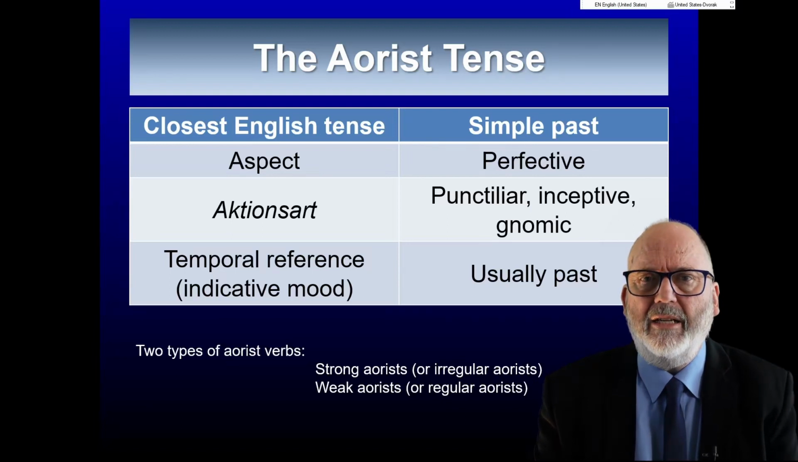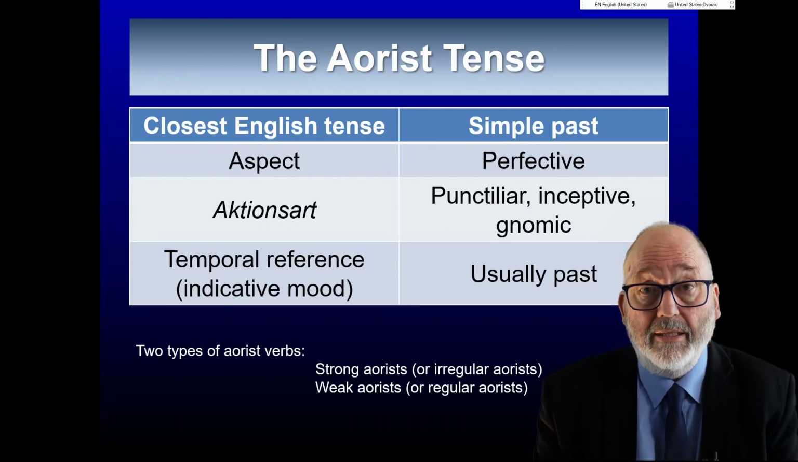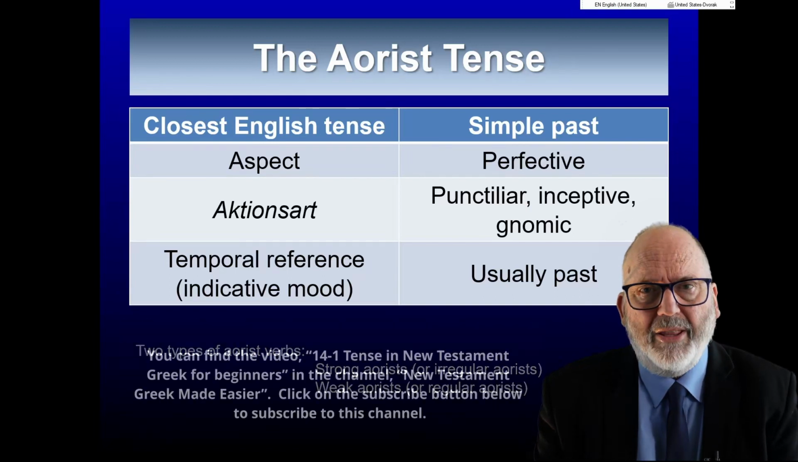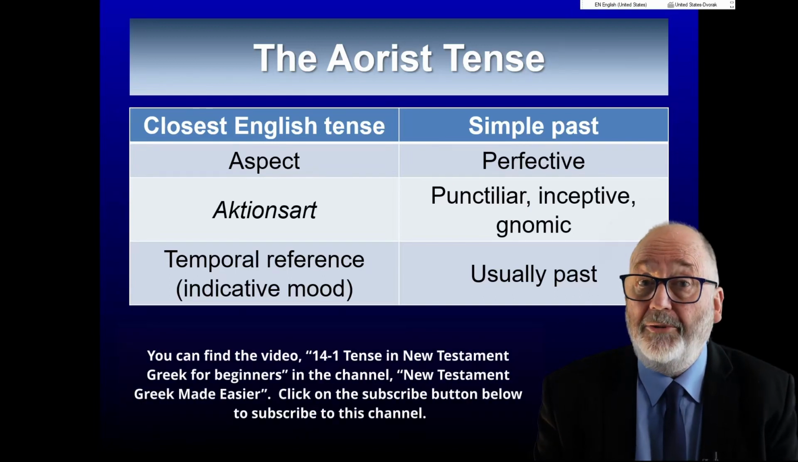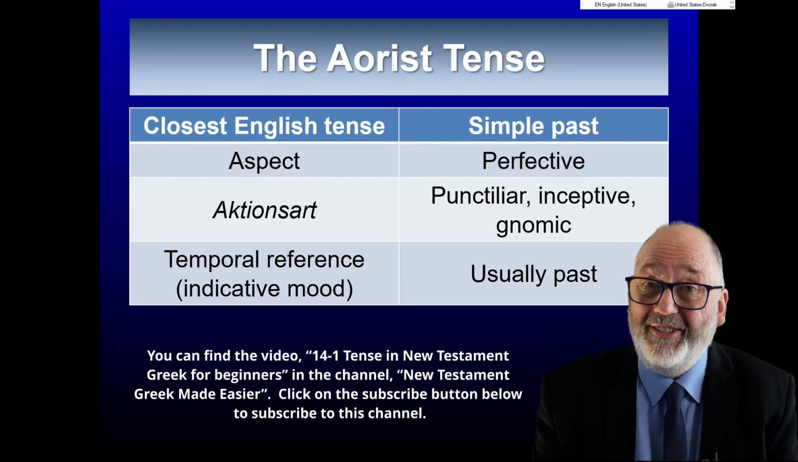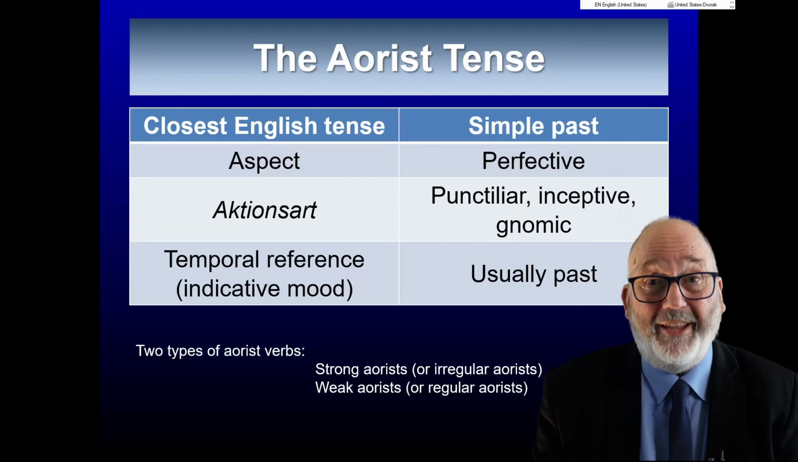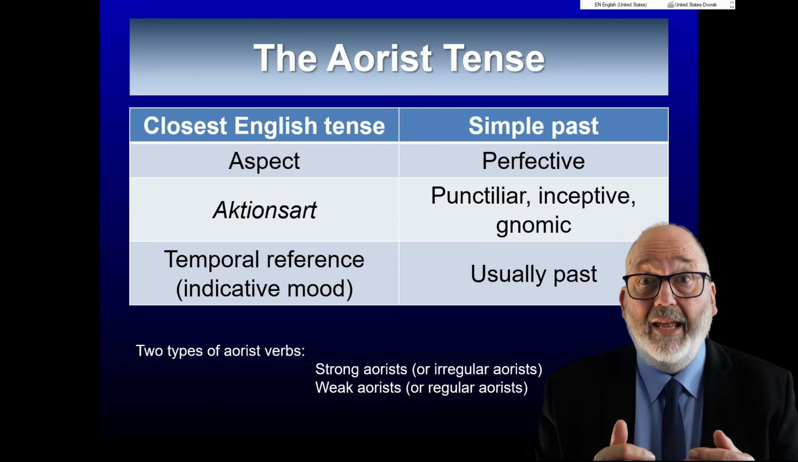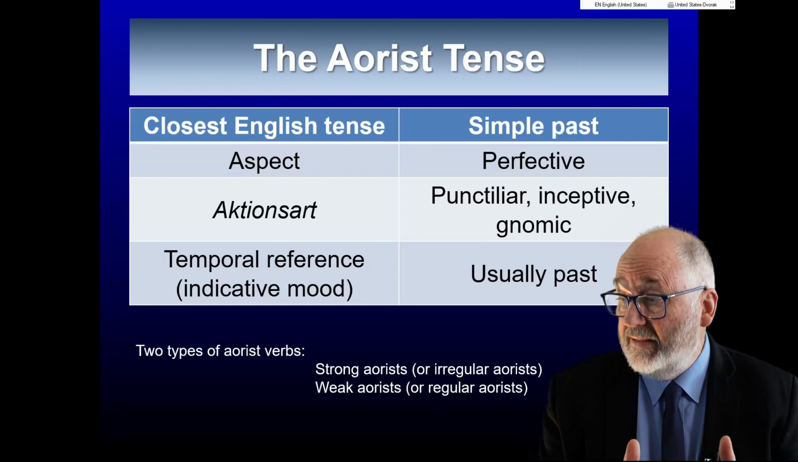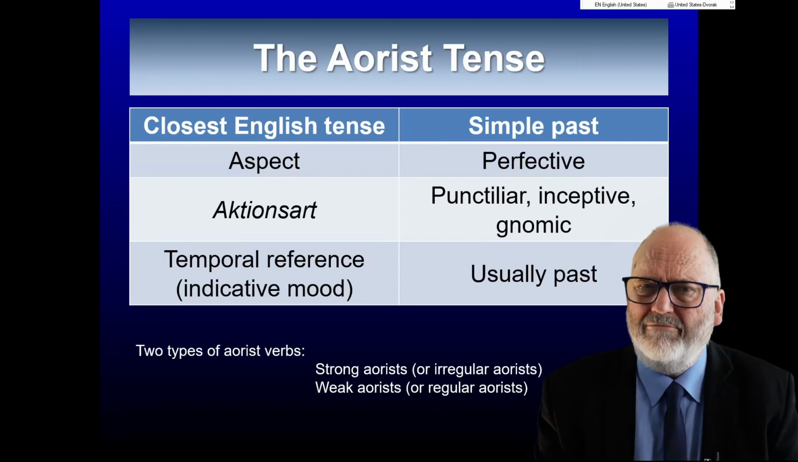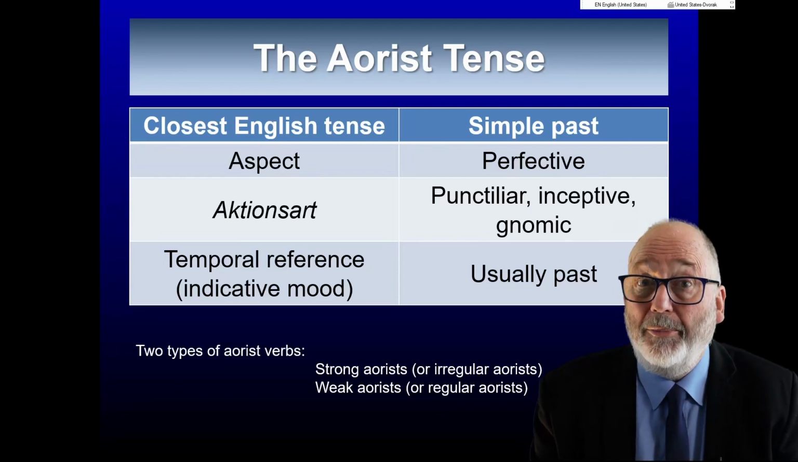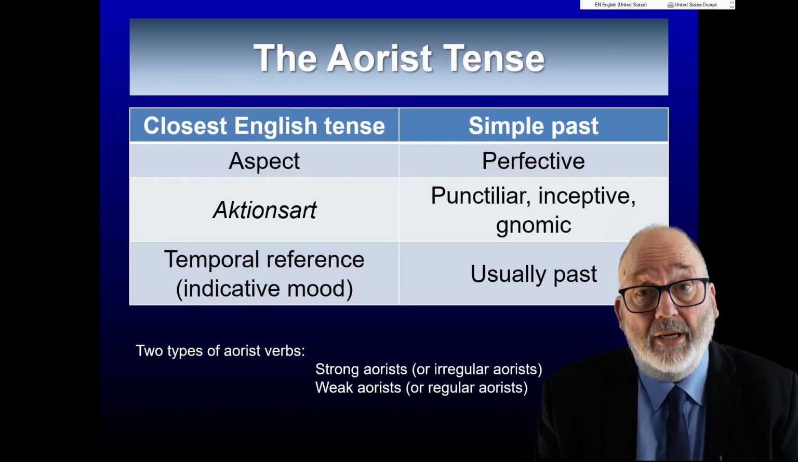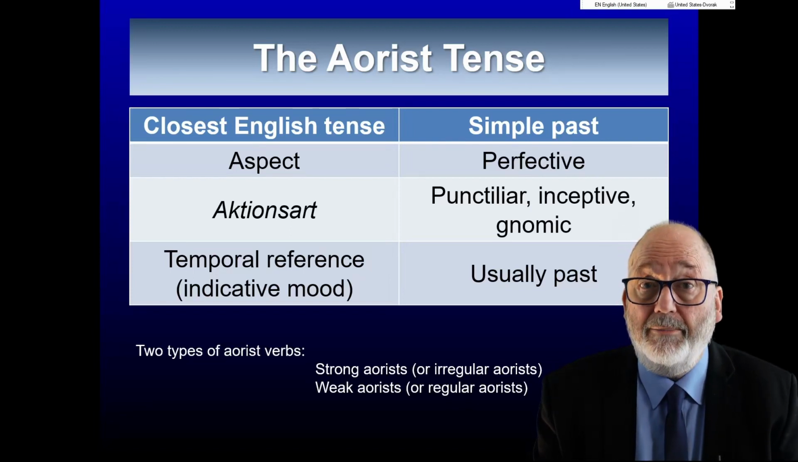But let's think about it in terms of aspect, actions art, and time. By the way, there's a separate video in which I deal with aspect, actions art, and time in the Greek tense system if you wish to consult it. So in terms of aspect, the aorist tense is perfective. That means it's used of completed action. In terms of actions art, it is punctiliar, inceptive, or used for proverbs or other gnomic sayings. And in terms of time, its time reference is usually past.